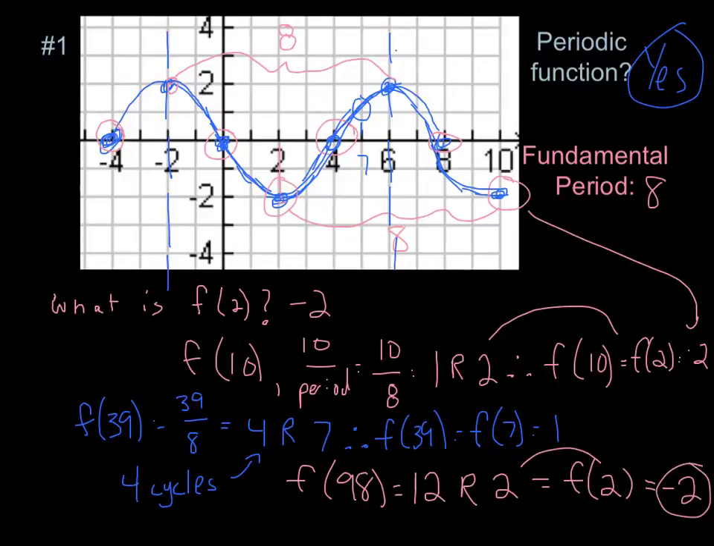And that's how it works. Just find that remainder. It's really not that hard. Find the remainder after dividing by the period. Pretty powerful tool. If you know the period, you can tell me a lot about the graph.